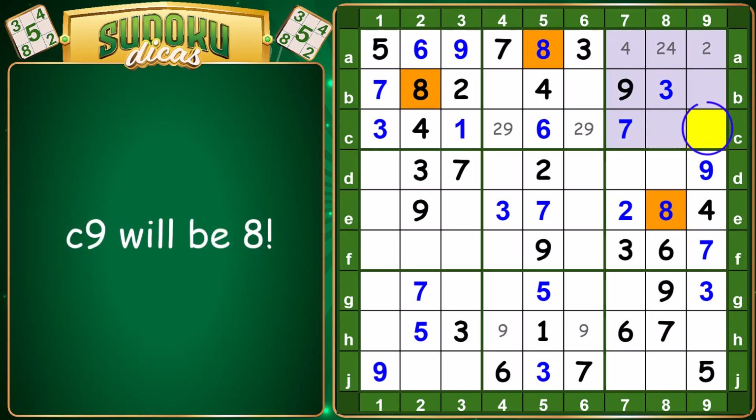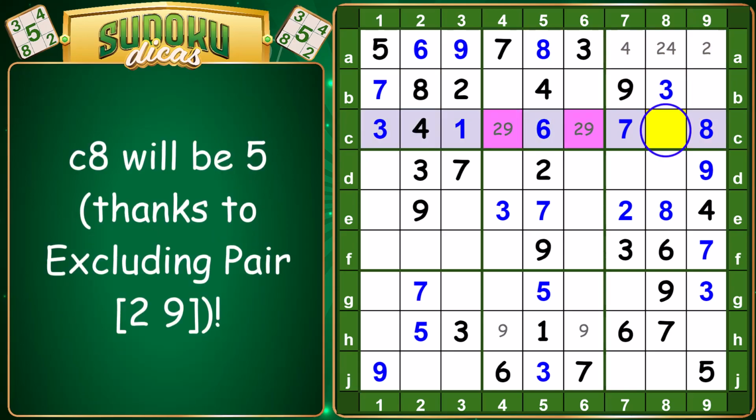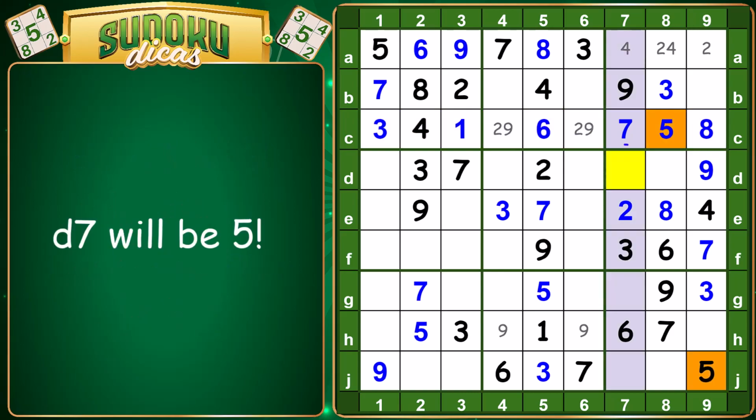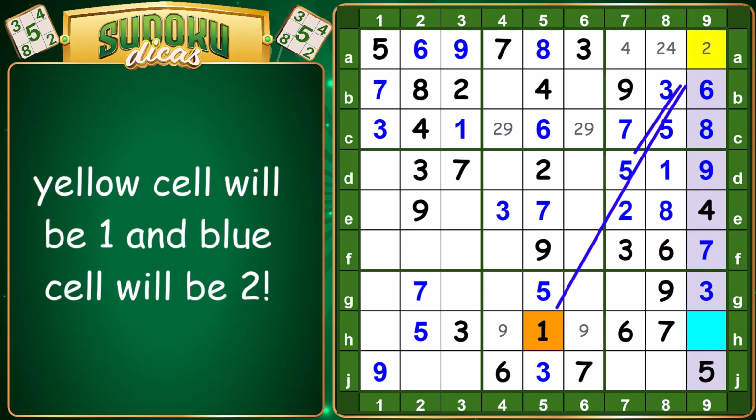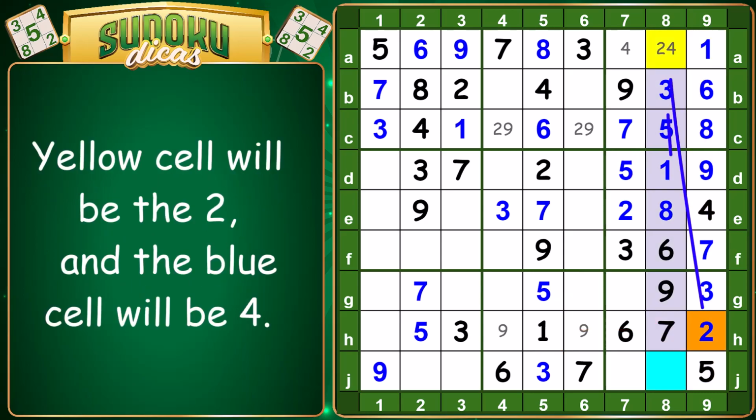C9 will be 8. C8 will be 5, thanks to excluding pair 2 9. D7 will be 5. B9 will be 6. Yellow cell will be 1. Only possible candidate or remaining. Yellow cell will be 1 and blue cell will be 2. Yellow cell will be the 2, and the blue cell will be 4.